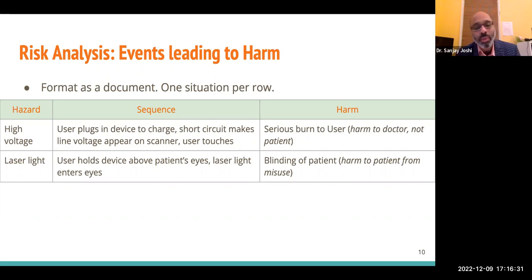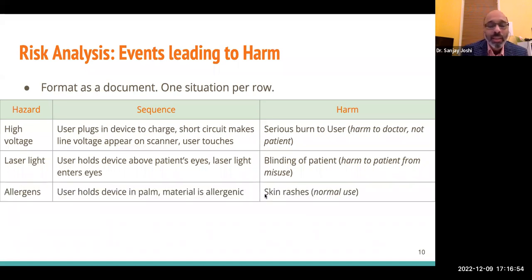use the laser light to do some kind of assessment of the skin. And let's say somebody has a broken nose and the user holds the device. Now, if the eyes are closed, it doesn't matter. But if the eyes are open, laser light could enter the eyes, and that could blind the patient. So this time, it's harm to the patient, but nothing malfunctioned. It was just a plain misuse of the product.